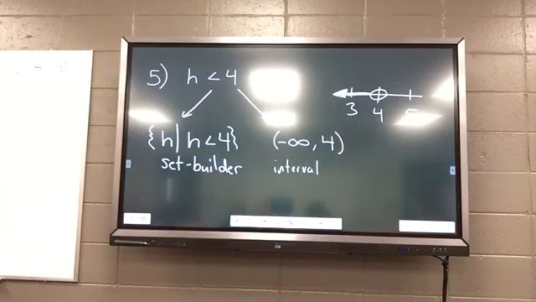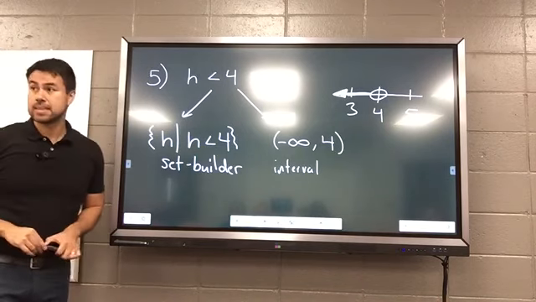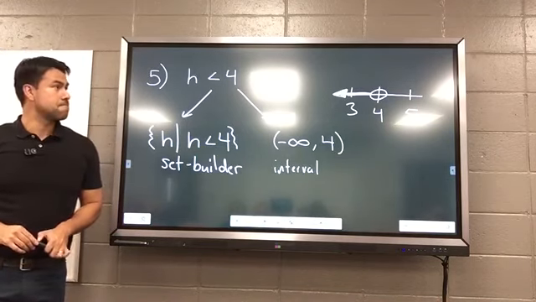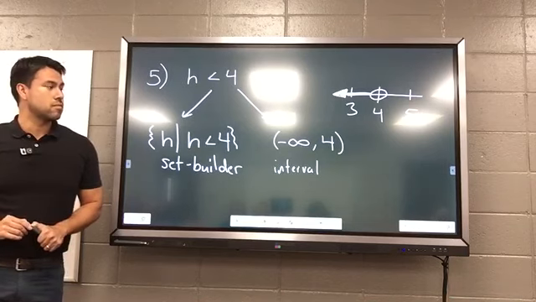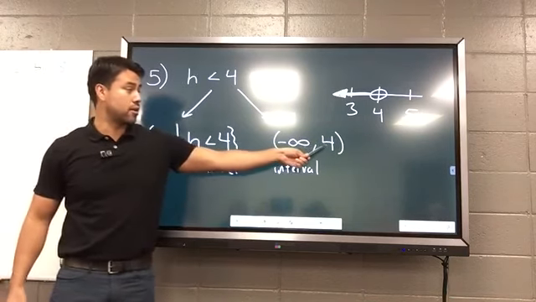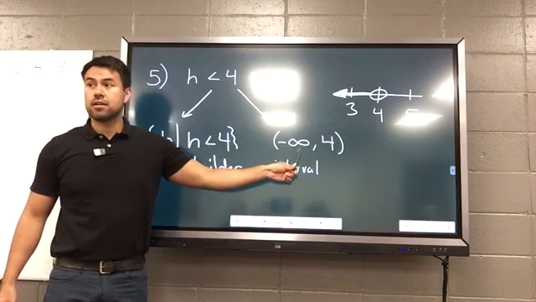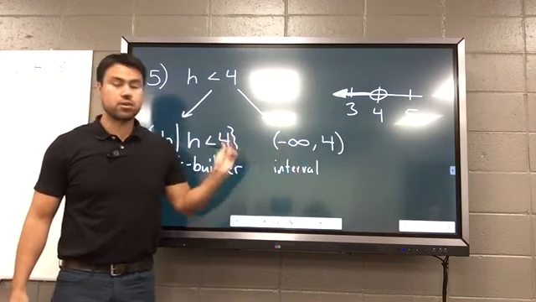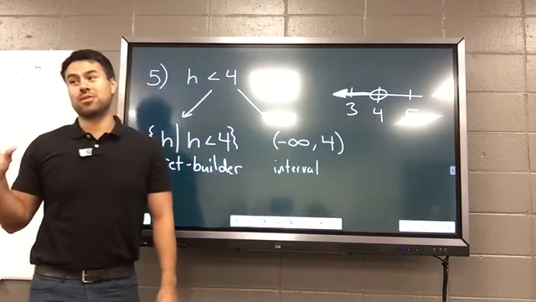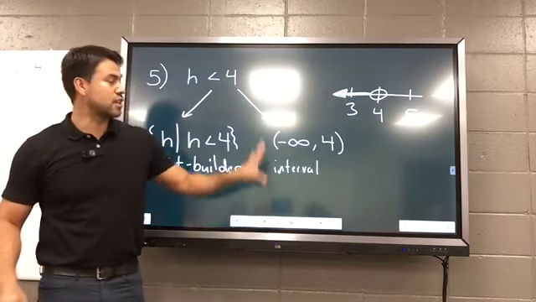Yes, ma'am? Since the original problem was h is less than 4, wouldn't you just use 4 all the time for the interval? Yeah, you'd always use 4. You wouldn't use another number. No, you wouldn't use it here. Later you will, not today. We're just getting used to this.